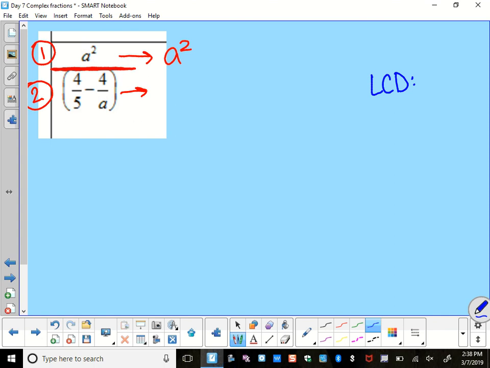I have my first denominator is 5. My second denominator is a. So I'm basically going to just multiply them together. What's 5 times a? 5a. So that is your denominator. I am subtracting these two fractions, so to make life easy, what am I going to do? Plus minus. Whenever you change it to a plus, you also have to change the next number. So make sure you do plus minus.